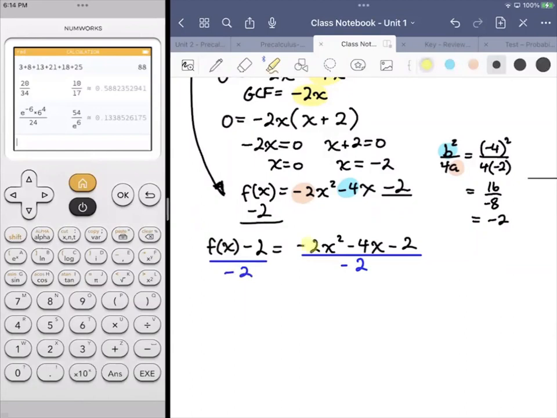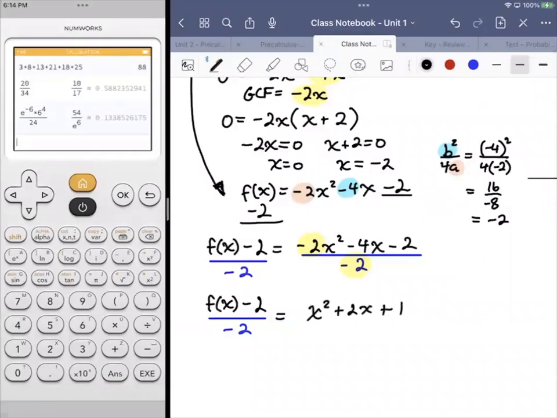All right, so whatever this number is, we divide it out. On the left-hand side, I'm not actually going to do anything. I'm going to leave that as is. On the right-hand side, I'm going to carry out the division. Each term gets divided by a -2. So we'd be looking at x squared plus 2x plus 1.